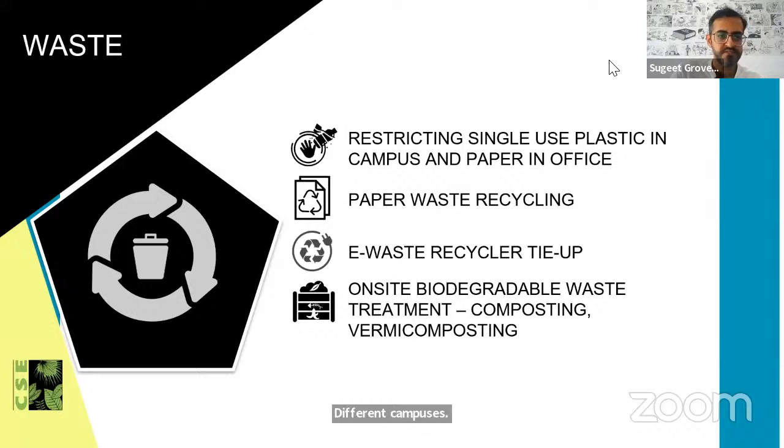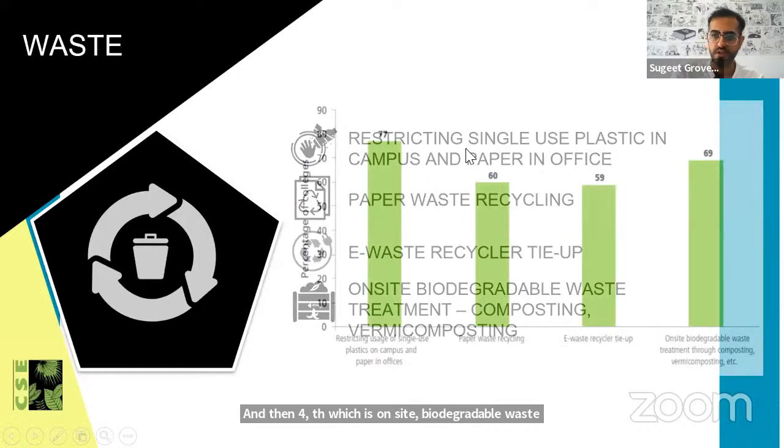So a lot of people have said 1 and 4, which is restricting single-use plastic in campus. And then 4th, which is on-site biodegradable waste treatment, composting. All right, very nice. I think both of them are very, very effective solutions. So let's see how that actually works out.